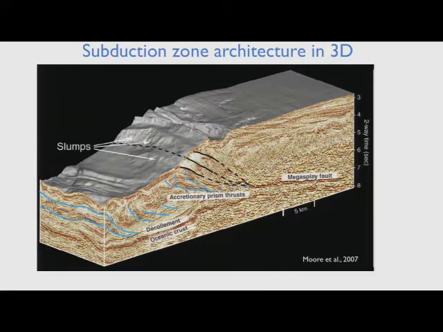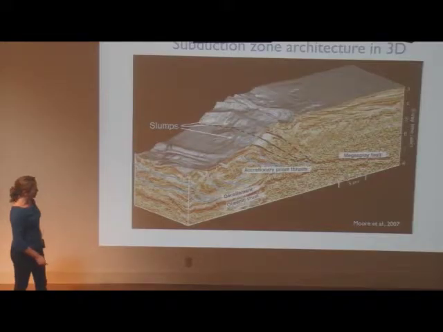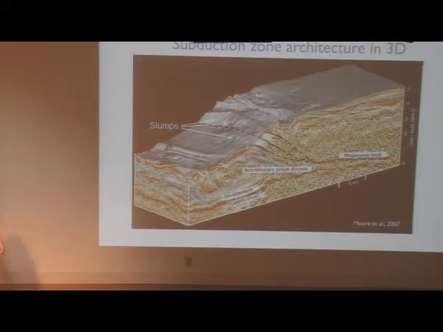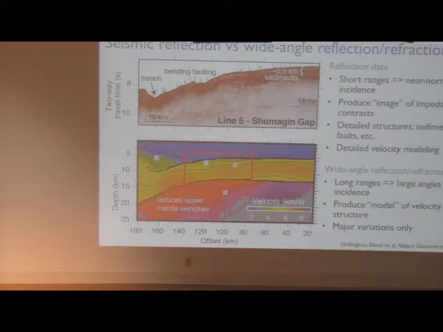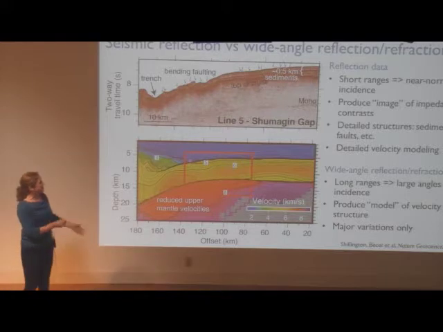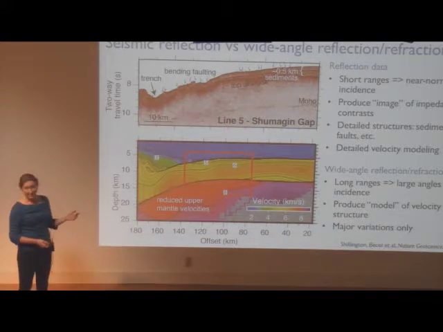And then you can image really complex structures along and across the margin. So this is a beautiful and famous example from the Nankai subduction zone. All right, so that was your 5 seconds of reflection data. So this is good. We can make these images of Earth structure, and we get some velocity information.